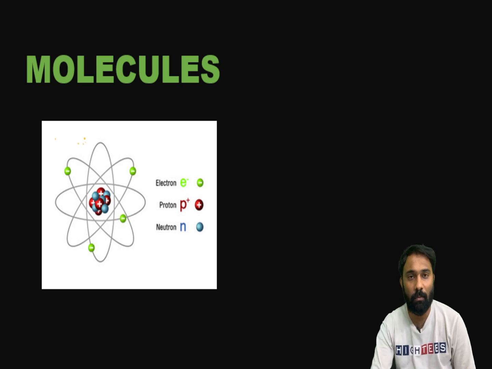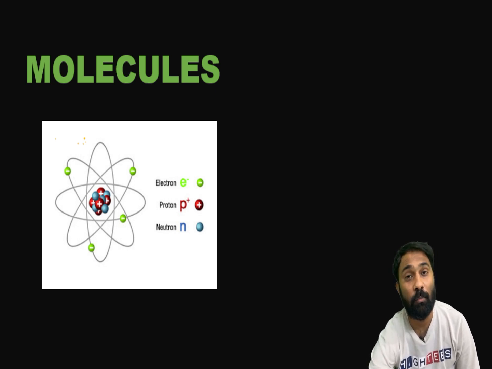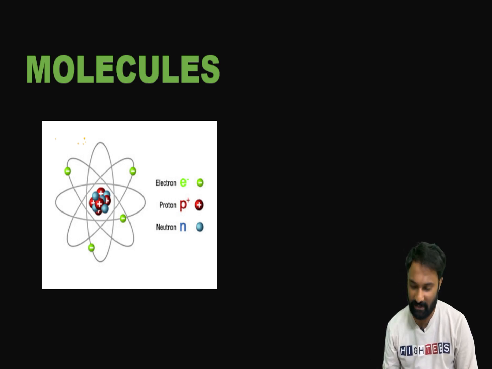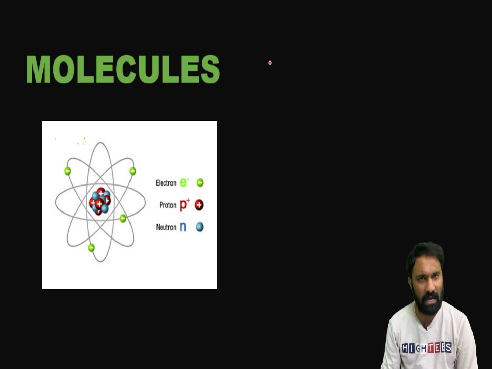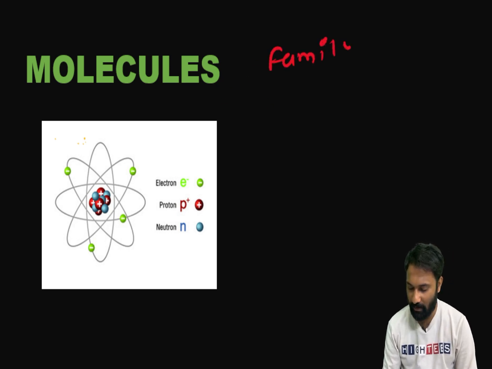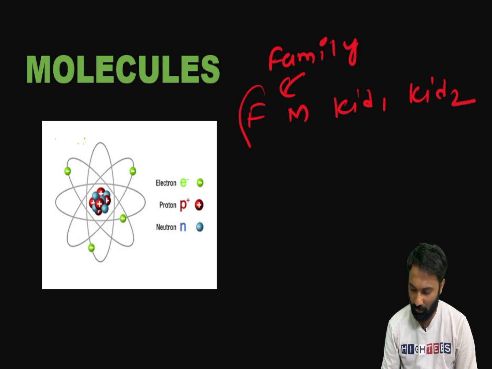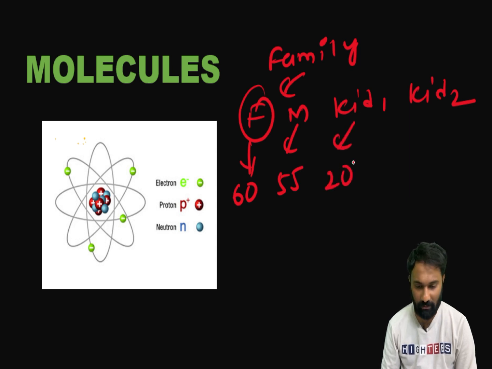What is the meaning of the molecule? Molecule means the smallest particle which has independent existence in nature. Best example, again we'll go with the family example only. Father, mother, kid 1, kid 2. Father's age is 60, mother's age is 55, kid 1 is around 20, and kid 2's age we will take as 18.